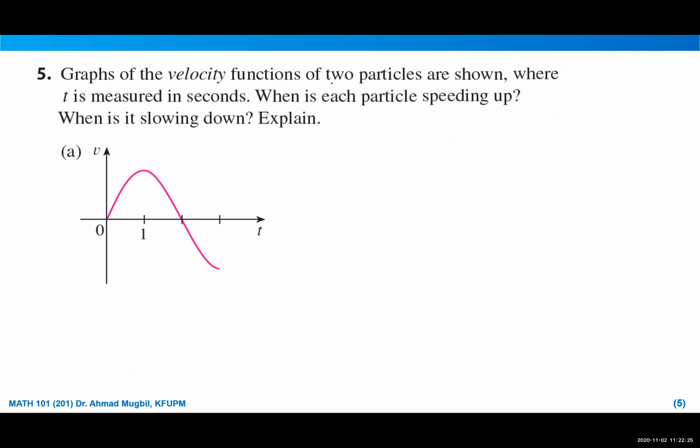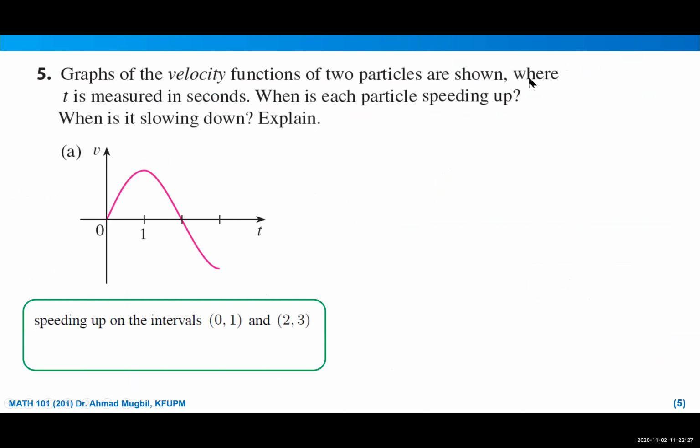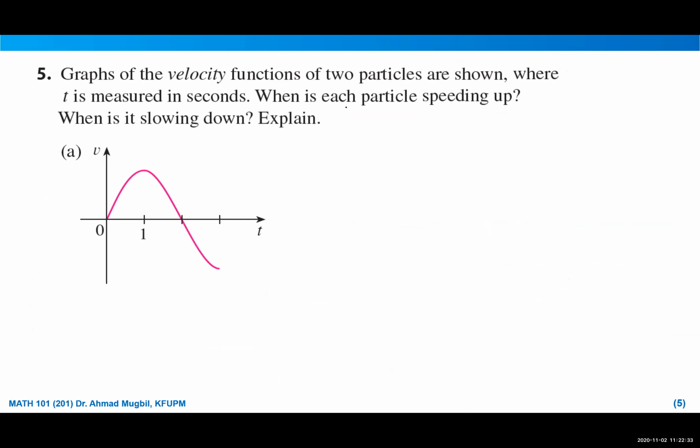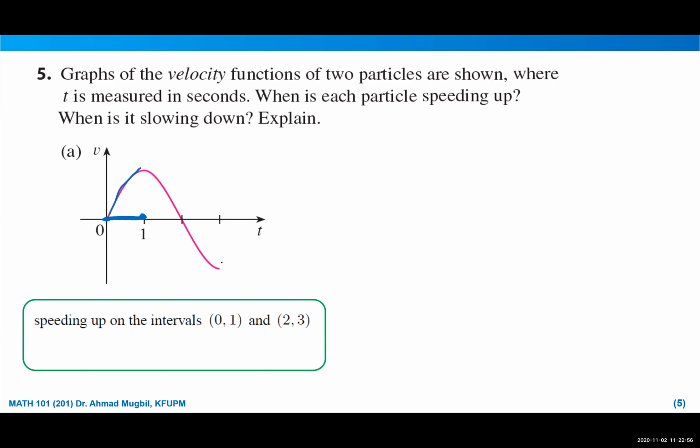Graphs of the velocity functions of two particles are shown, this one and this one, where t is measured in seconds. When is each particle speeding up and when is it slowing down? Look here, this is the graph of the velocity. Now from 0 to 1, will it speed up or slow down? Speed up, because it is positive and increasing. So it is speeding up on the intervals from 0 to 1 and from 2 to 3. Why from 2 to 3 does it speed up? Because it is decreasing and negative.